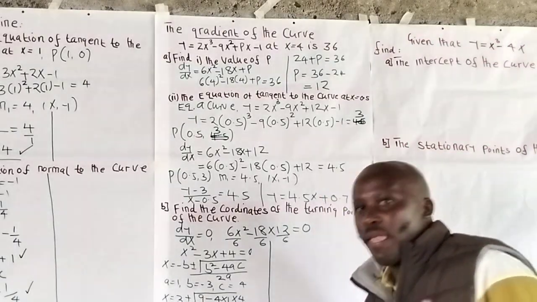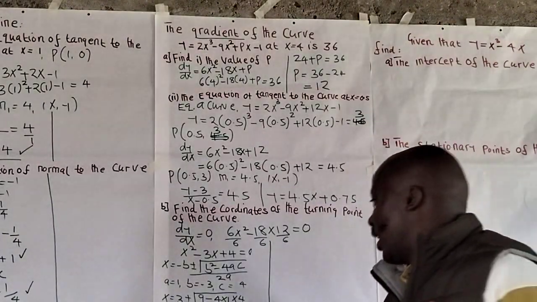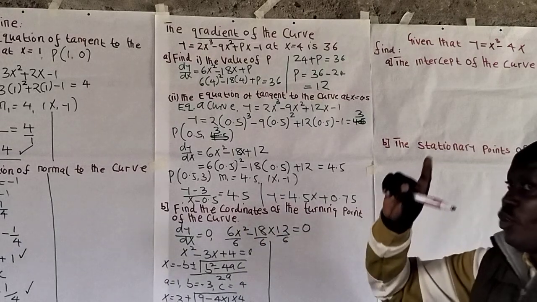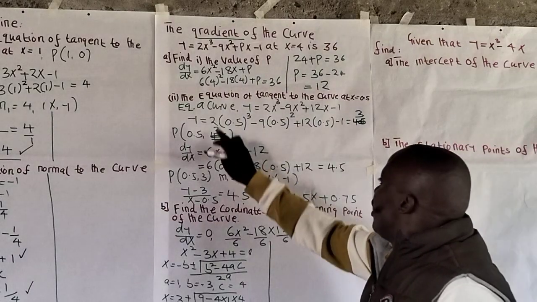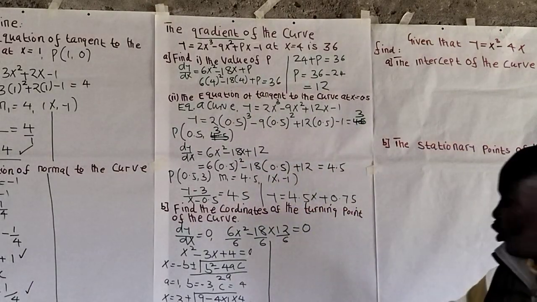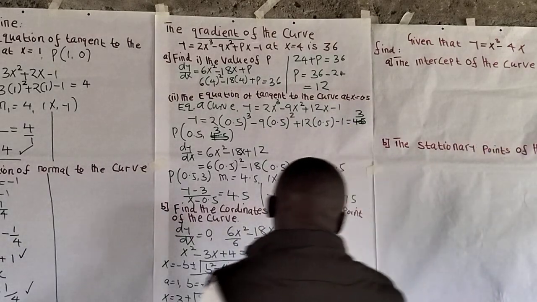This one is not yet giving us the coordinates of the turning points of the curve. Where x is equal to 2, what is the value of y in this equation? When x is equal to 1, what is the value of y? That one will give us the coordinates of the turning point.